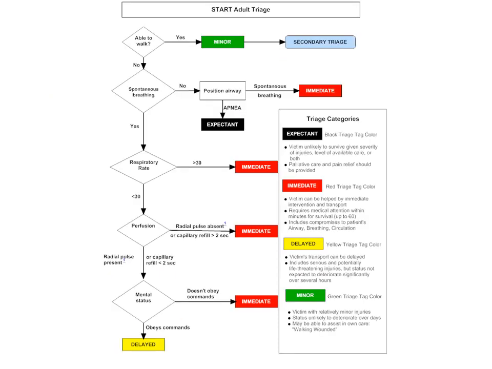And here I've enclosed the algorithm for START triage. Feel free to pause the video and take a look at this.